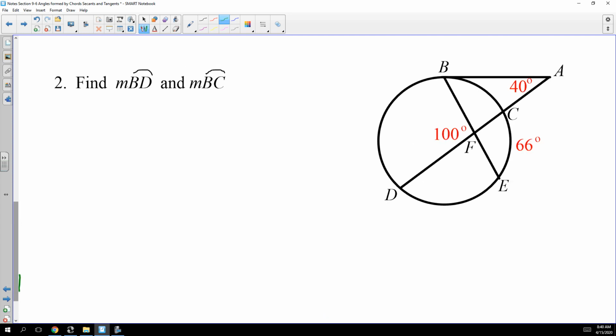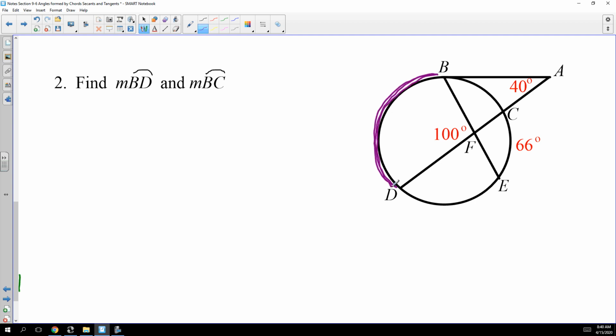Now we're going to try to find the measure of arc BD and the measure of arc BC. This sometimes can get a little more challenging because it's hard to tell what information should I use? So let's look at where arc BD is. So here's arc BD, and it's intercepted by a couple of things.